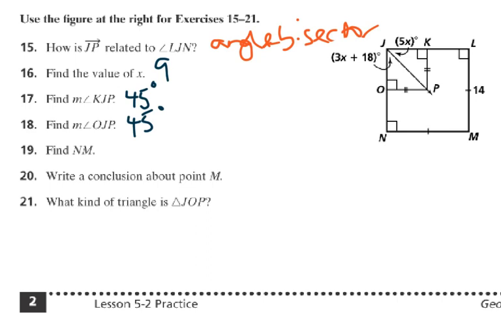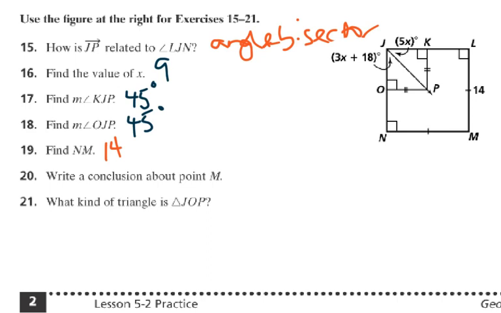MN, so they're looking for this. How long is this? Well, it's marked congruent to something else. So notice the marking here. And you can see that the other marking is up here with the 14. So that means it has to be 14. We don't know if it's centimeters or whatever, but whatever unit measure it is, it's 14. Number 20 is a different question. It says, write a conclusion about point M.